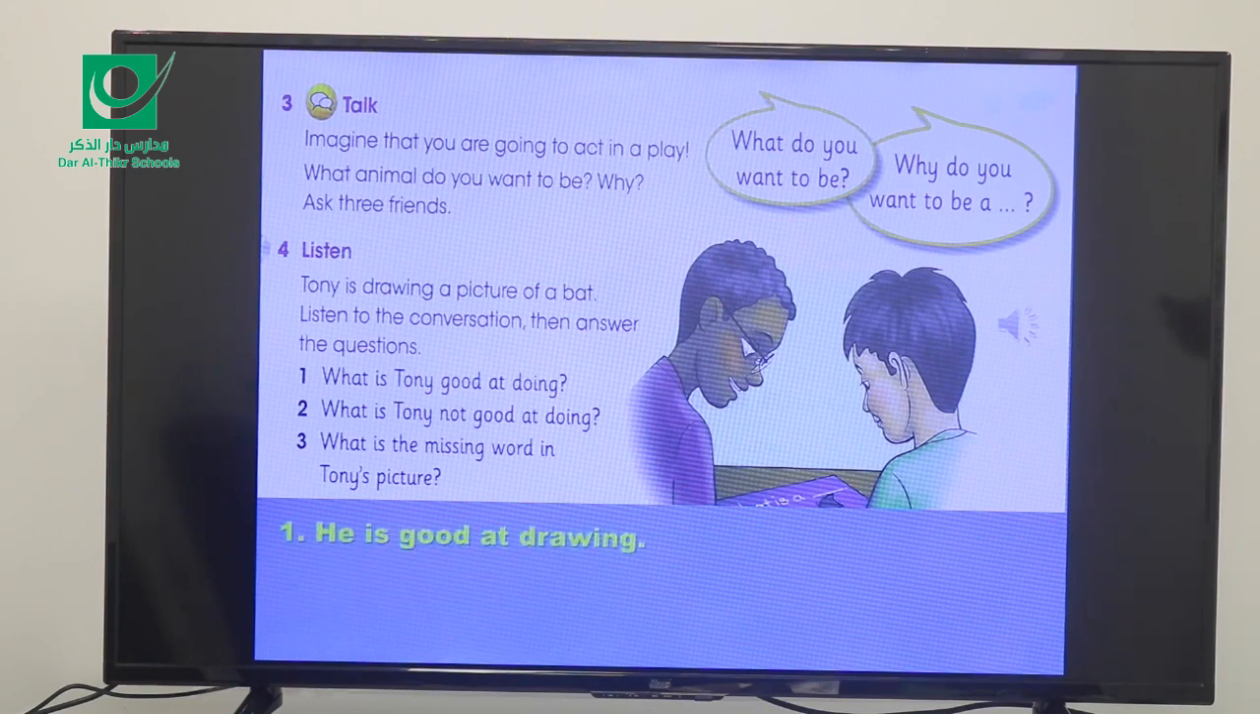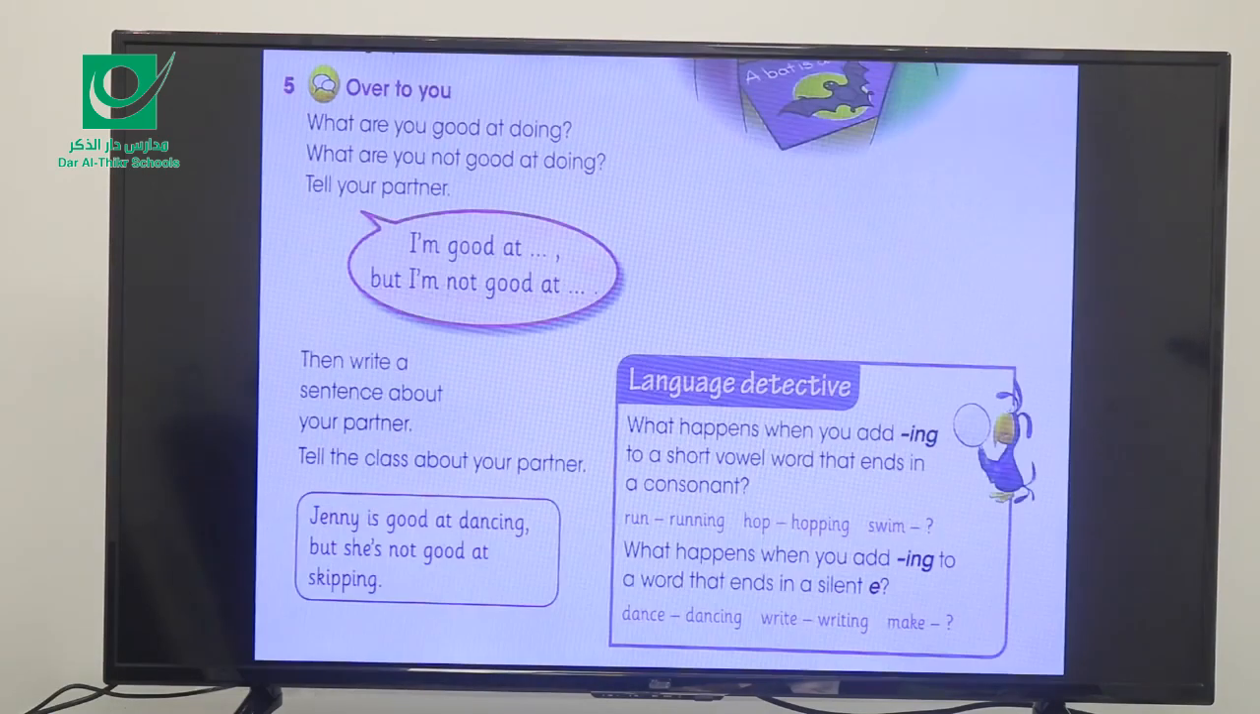Yes. So students, number 1, what is Tony good at doing? He is good at drawing. Number 2, what is Tony not good at doing? Actually, he is not good at spelling. You know, he can't write the word or he can't spell the word mammal. And the last question, what is the missing word in Tony's picture? Actually, the word mammal. Yes.